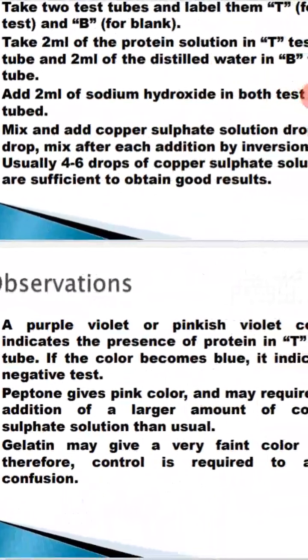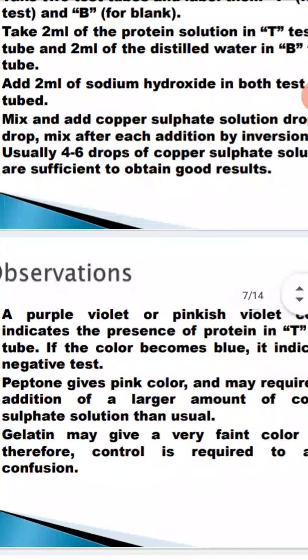require a large amount of copper sulfate solution. If a pink color is coming, then you add a few drops of copper sulfate. And sometimes gelatin is present, so it gives a faint color.